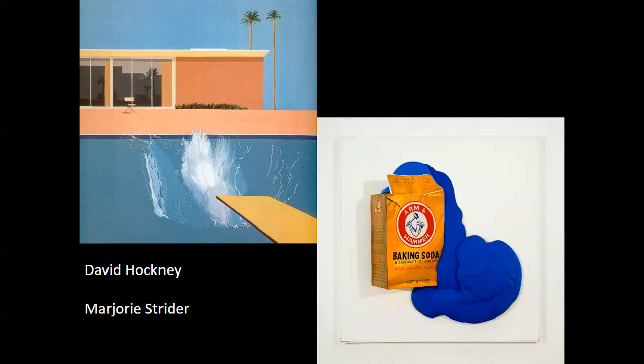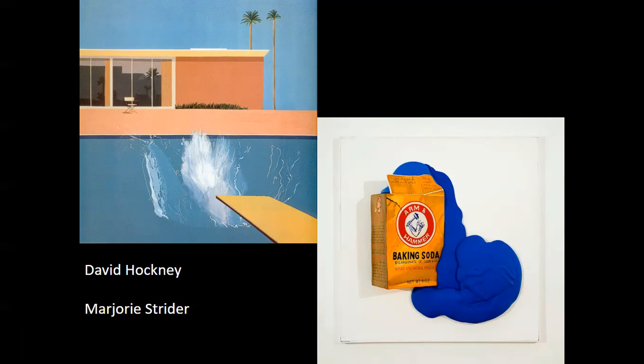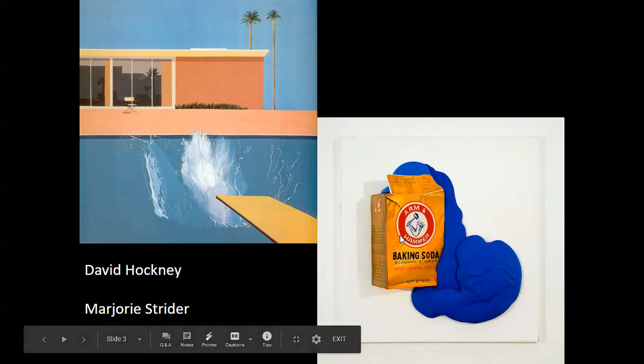Pop artists created art about daily life. This made art seem familiar to the public, and the people loved it. For example, there's a David Hockney painting that shows a scene of a swimming pool. And to the right of that is a Marjorie Strider painting, and it uses a common household object as its subject. So you see a very famous brand of baking soda, Arm & Hammer.